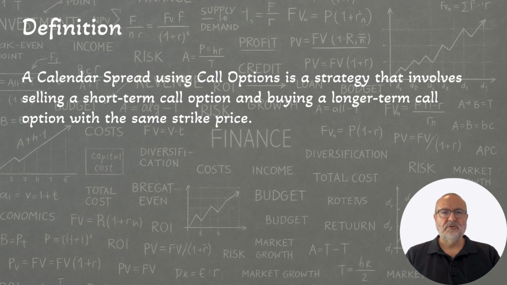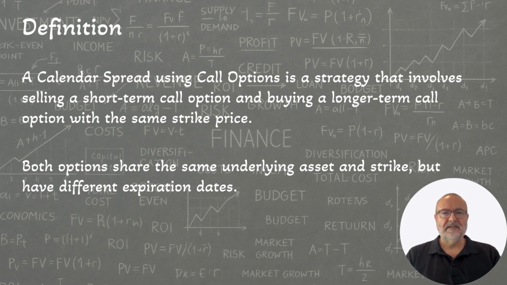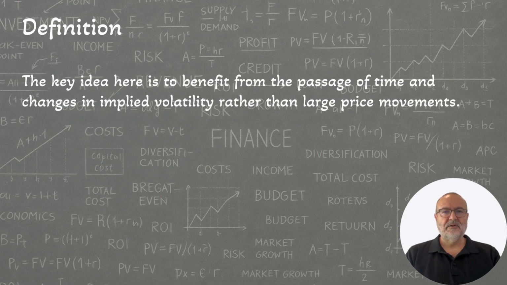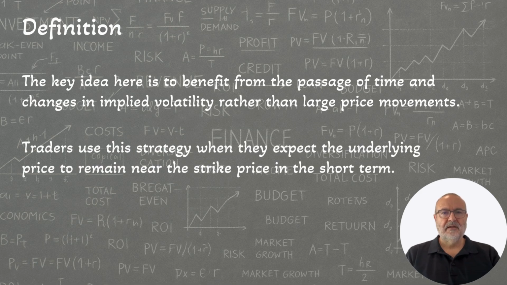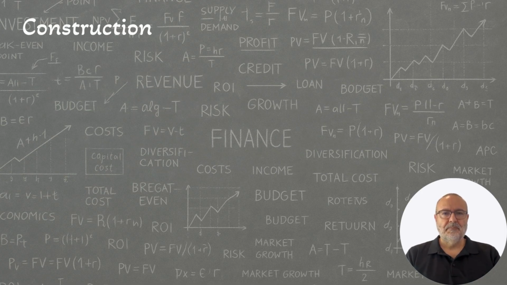A calendar spread using call options is a strategy that involves selling a short-term call option and buying a longer-term call option with the same strike price point. Both options share the same underlying asset and strike, but have different expiration dates. The key idea here is to benefit from the passage of time and changes in implied volatility rather than large price movements. Traders use this strategy when they expect the underlying price to remain near the strike price in the short term. Let's go through the construction step by step.